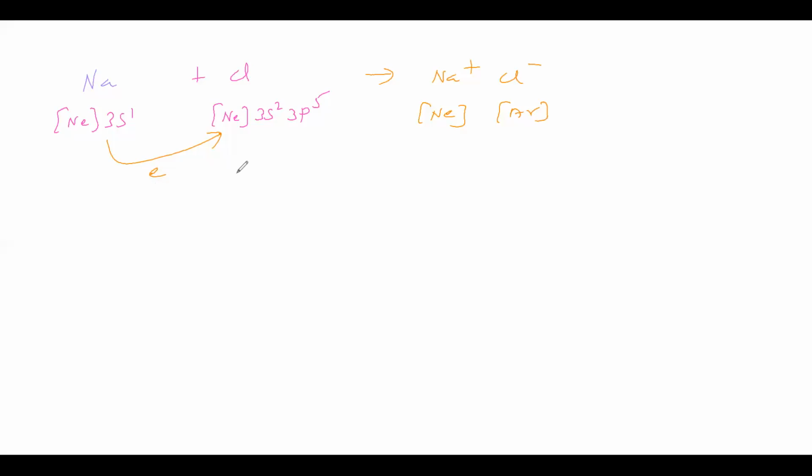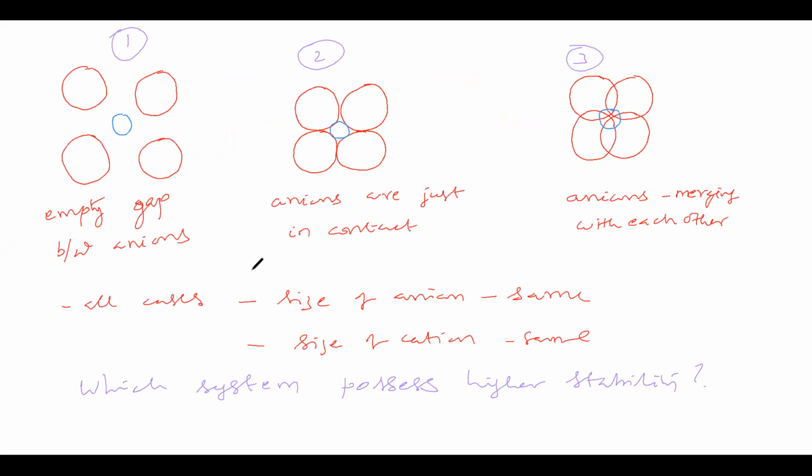Now we will see this ionic compound. Regarding this ionic compound, now we will say, here we will consider size of anion is same, size of cation also same. Wantedly we arrange it like this. Here we left a gap between anions. Here, anions are just in contact. Anions are also in contact with cation. Here anion electron clouds are merging with each other, and even anion electron cloud is merging with cation.